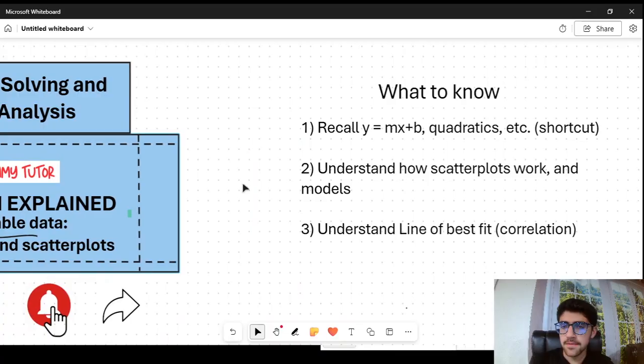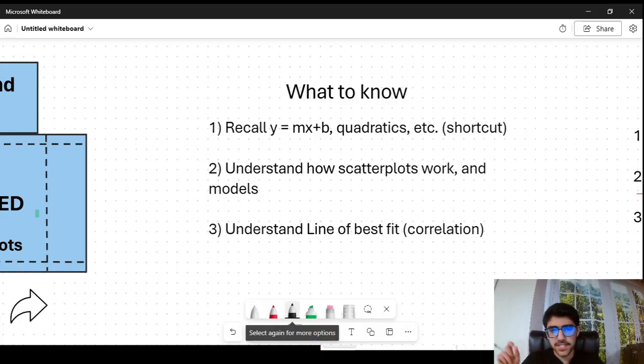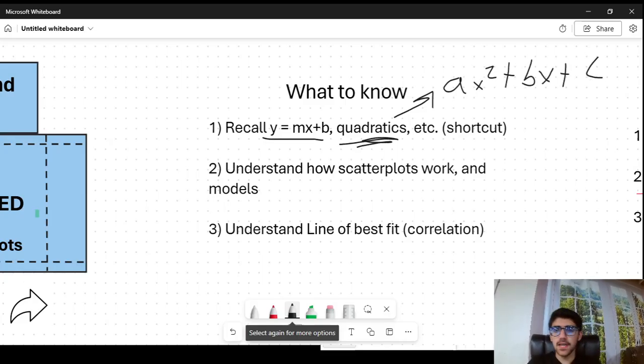And let's get started. So what do you need to know for these types of questions? It does help a lot in knowing basically two types of equations: y equals mx plus b for linear equations, and then for quadratics, I forgot to write it out, but it's the form ax squared plus bx plus c. So y equals mx plus b and ax squared plus bx plus c will always show up in the line of best fit questions, which I'm going to show later on if you guys don't know what that is.